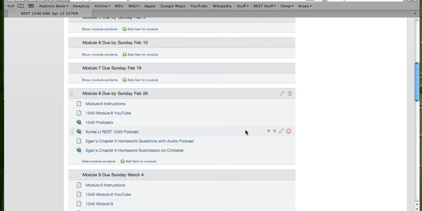Respiratory Therapy 1540 Online Module 8. This is the instructions for Module 8, which basically says read Egan's Chapter 3 and answer the questions. So let's go to Egan's Module 8 questions.